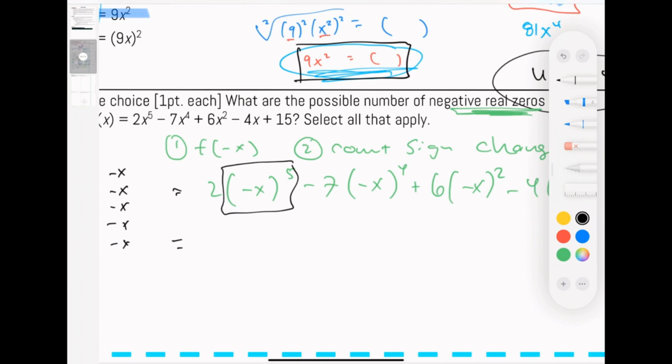Another way to do that in your calculator, if you're not sure about the negative signs, is just putting in negative 1 to the 5th power. And you realize the whole expression is negative, so that times 2 is just going to be negative 2x to the 5th. That's going to be a positive, so this one's going to be a positive.